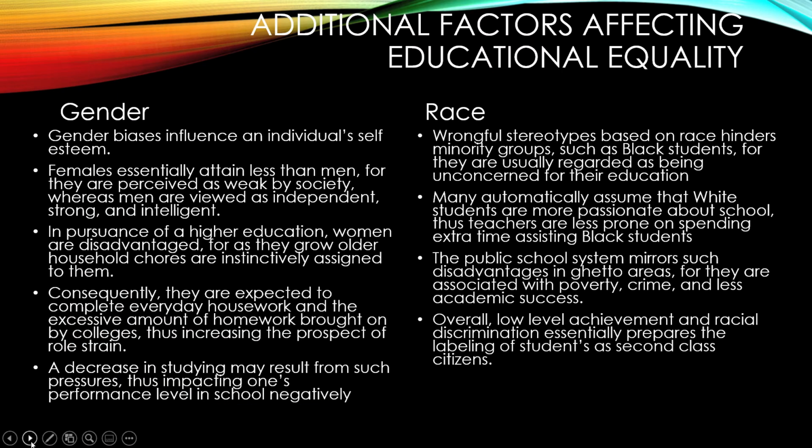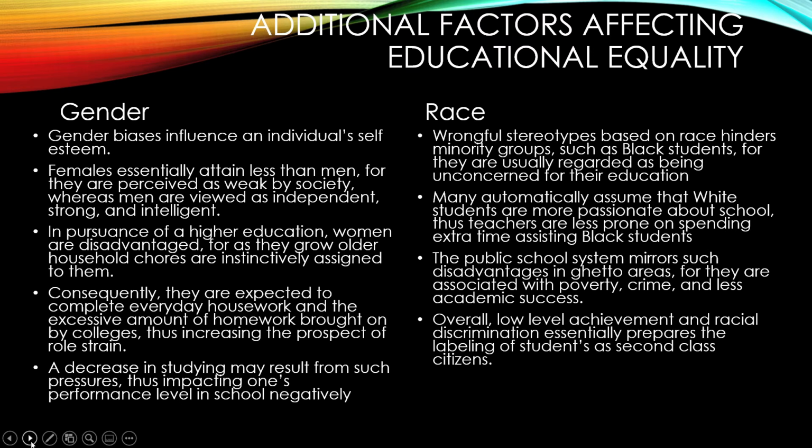Additional factors affecting the educational quality are gender and race. For instance, there are erroneous stereotypes around gender stating that women are less able than men in areas concerning math and science. Such beliefs may generate self-doubt and lower the expectations individuals have for themselves.